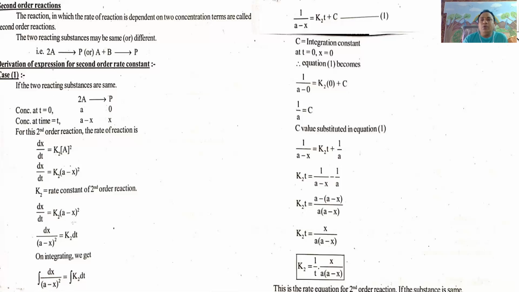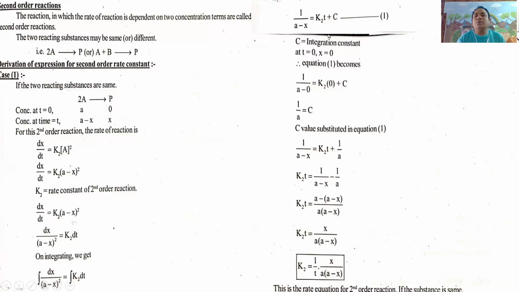Again here variable separable means bring X terms in one side and T terms in another side, then dx by A minus X whole square equal to K2 into dt. Integrating both sides, we will get the integration of dx by A minus X whole square equal to K2 into integration of dt. Here the integration of dx by A minus X whole square equal to 1 by A minus X equal to K2t plus some integration constant C, which is equation number 1.